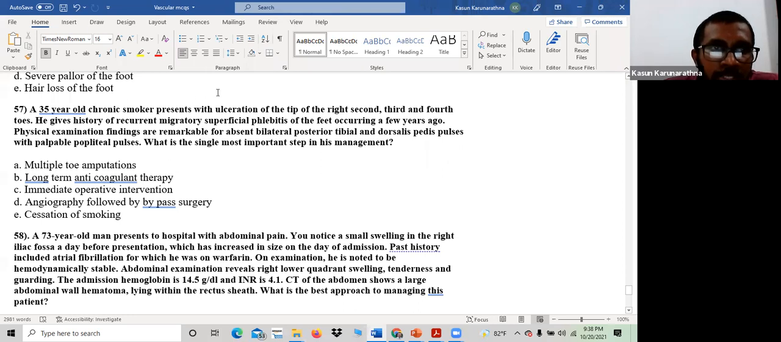A 35-year-old young patient, chronic smoker, ulceration of the tips of the right second, third, and fourth toes, recurrent migratory superficial phlebitis, and absent pedal pulses with palpable popliteal pulses. What is this clinical picture? What is the diagnosis in this patient? Yes, it's Buerger's disease. What is Buerger's disease?